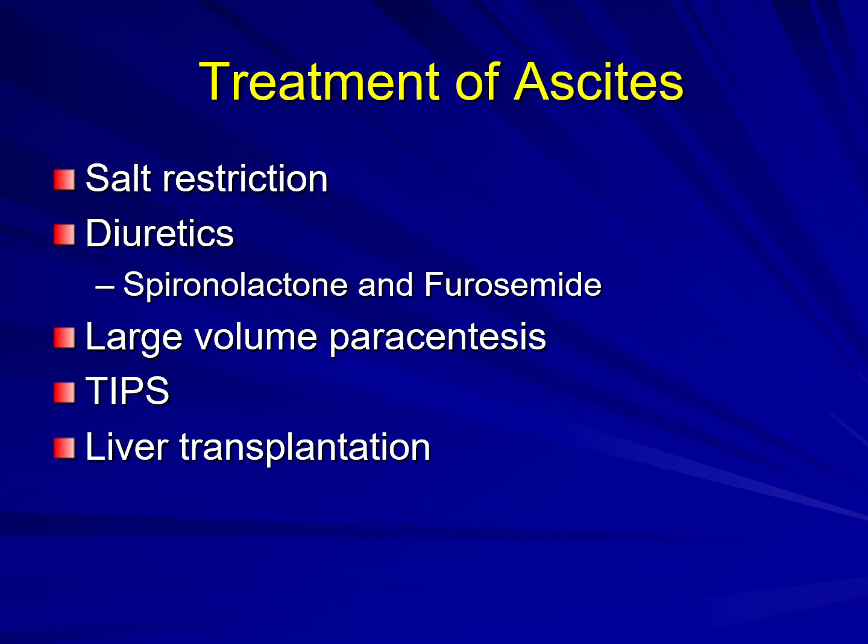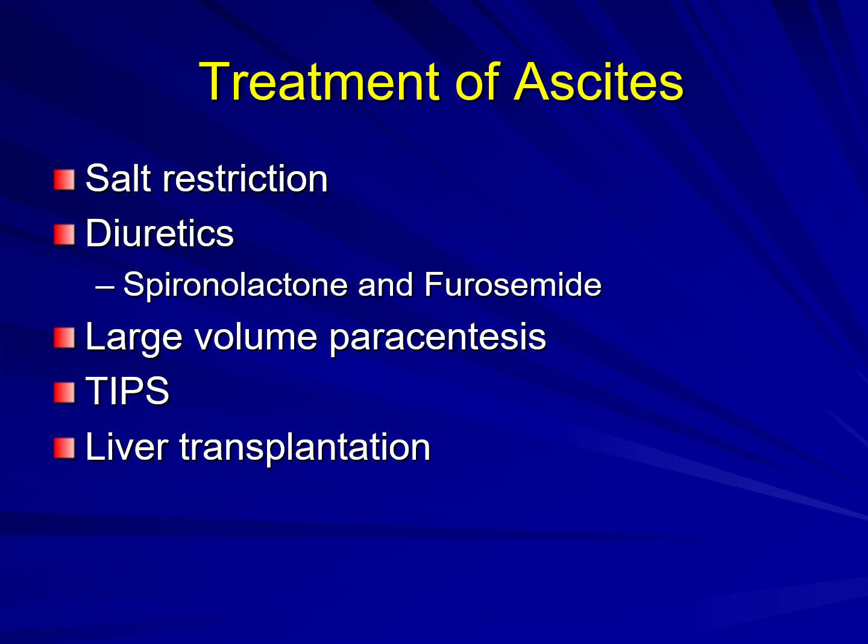The cornerstone of treatment is sodium restriction. As we know from the pathophysiology of ascites, sodium retention is a major contributor. So we tell our patient to restrict their sodium or salt intake. This is done in combination with giving diuretic therapy. Usually we give a combination of a potassium-sparing diuretic like spironolactone and a loop diuretic like furosemide. The combination of salt restriction and diuretic use is effective in 90% of patients.